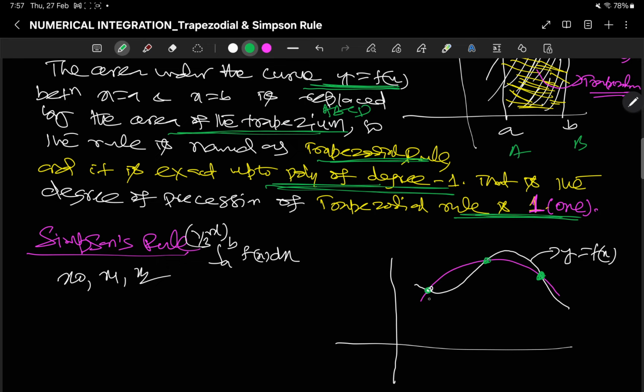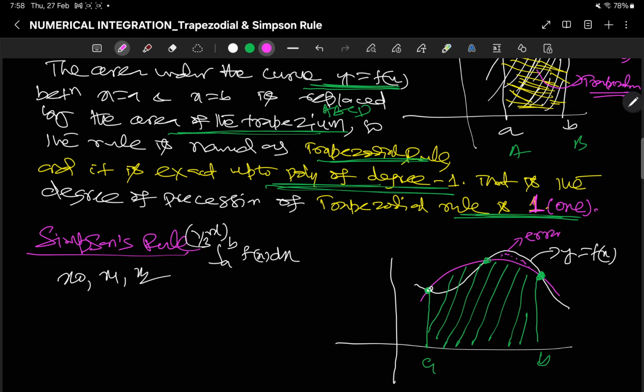So now the area under the curve is replaced by the area under the parabola, right? The area under the parabola, it is AB. So now the error here is this portion that is left. This portion will lead you to the error. So the area under the curve is replaced by the area under the parabola. So this is the geometrical interpretation.